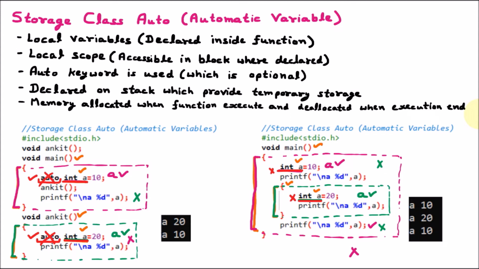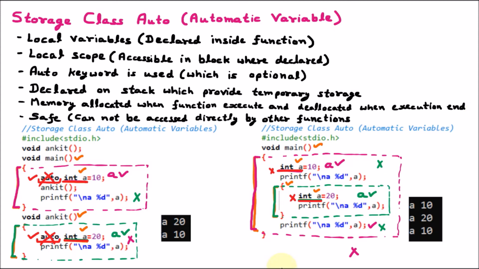Next thing about the storage class auto, or the automatic variables or local variables, is that they are safe. Safe means they cannot be accessed directly by other functions. The meaning is that if we declare a variable a that is part of main, it can be accessed only inside main. It cannot be accessed by another function. And vice versa is applicable if we declare a variable inside Ankit. That variable a is accessed inside the function Ankit but not outside. So no function can directly access them. That means they are safe.